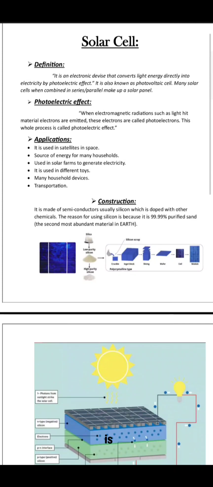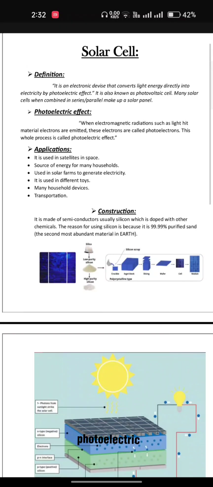That electricity is first in the form of DC. Whether you want to convert it into AC or keep it as it is, it's up to you. Now we come to photoelectric effect. Its definition is given as: when electromagnetic radiations such as light hit materials, electrons are emitted. These electrons are called photoelectrons. This whole process is called photoelectric effect. So whenever those rays from the sun hit or fall on the glass of the solar panel, electrons are emitted. These electrons are called photoelectrons because of the photons that are emitted from the sun rays.